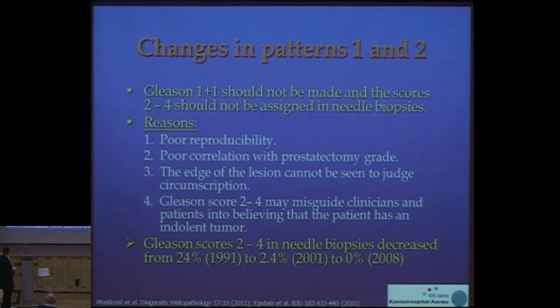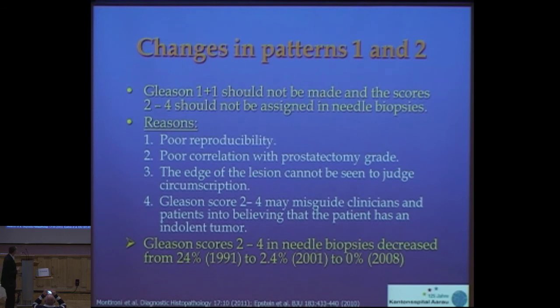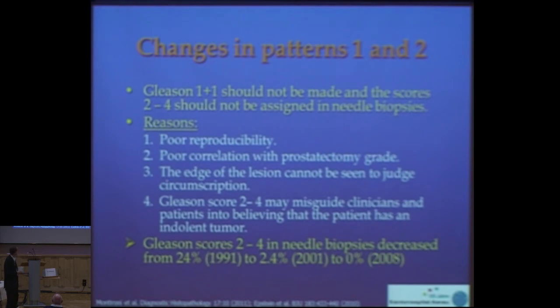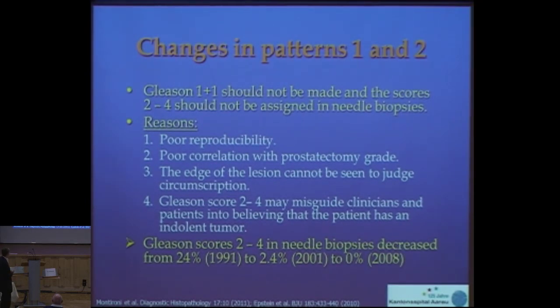So what happened? Changes in pattern 1 and 2. So Gleason 1+1, no one really does it. If you ever get such a diagnosis, really question this diagnosis. And in biopsies, Gleason scores 2 to 4, or 2+2, or 2+1, 1+2, whatever, no, it's unacceptable. It's unacceptable. Poor reproducibility, poor correlation with prostatectomy grade. The edge can be really seen in the biopsies to judge this Gleason score, and it misguides you actually. You think this is some kind of insignificant cancer, and really it's not.